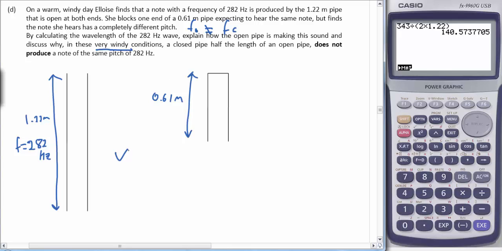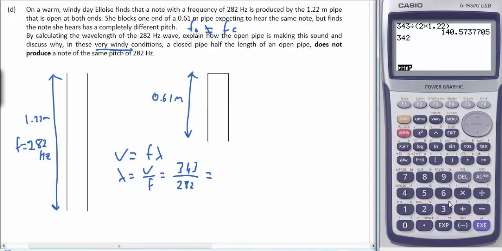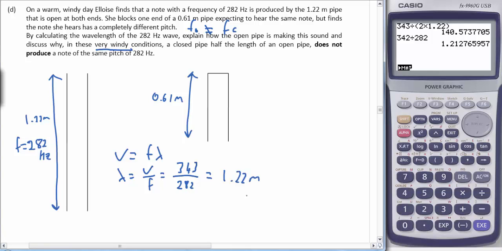Okay, so let's use our formula. We've got v equals f lambda. It's asking us to find the wavelength, so lambda equals velocity over frequency. Over the page it says the velocity is 343 meters per second on a windy day, and they've told us that it's 282 Hz. So we can work out the wavelength is 343 divided by 282, which gives us 1.22 meters, which just happens to be the same wavelength as that of the pipe.